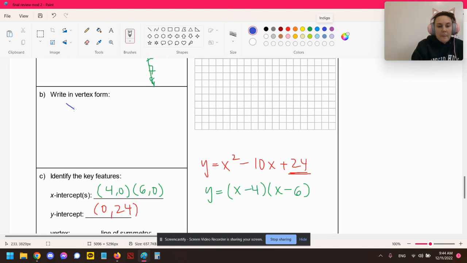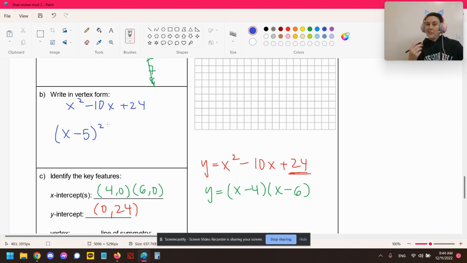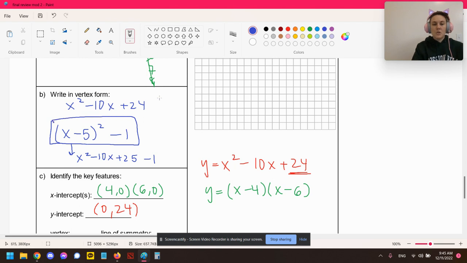Vertex form. We start with standard form. We divide b by 2. We say, wow, if that was a perfect square, this part would have given me x squared minus 10x plus 25. But I actually want to subtract 1 so that it matches my original equation, which is the 24. So I think I've got my vertex form as well.